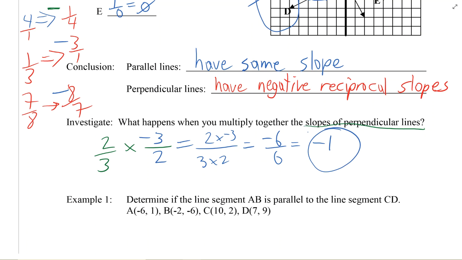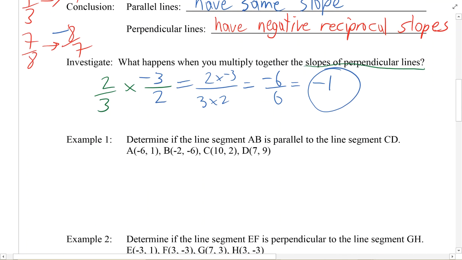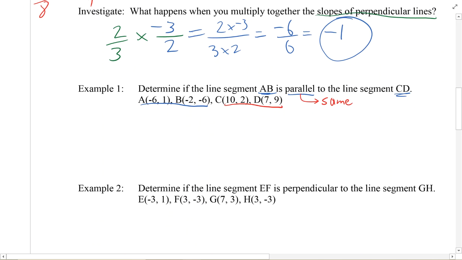All right. So you're going to see questions like this. Determine if line AB is parallel to CD. So what they're saying is find this slope and see if they are the same. That's what they're saying to do. They're using math speak in a word problem to get you to do that. So find the slope AB.